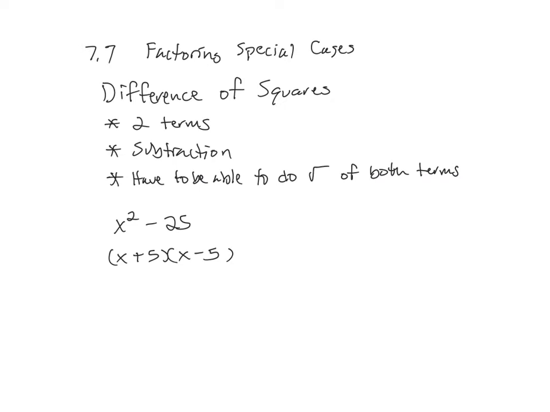Okay, it's fairly straightforward. So 4x squared minus 9. Can you do the square root of 4? Yes. Can you do the square root of 9? Yes. It's two terms, it's subtraction. Because the last term is negative, it's one of each. Square root of 4 is 2. Square root of 9 is 3.